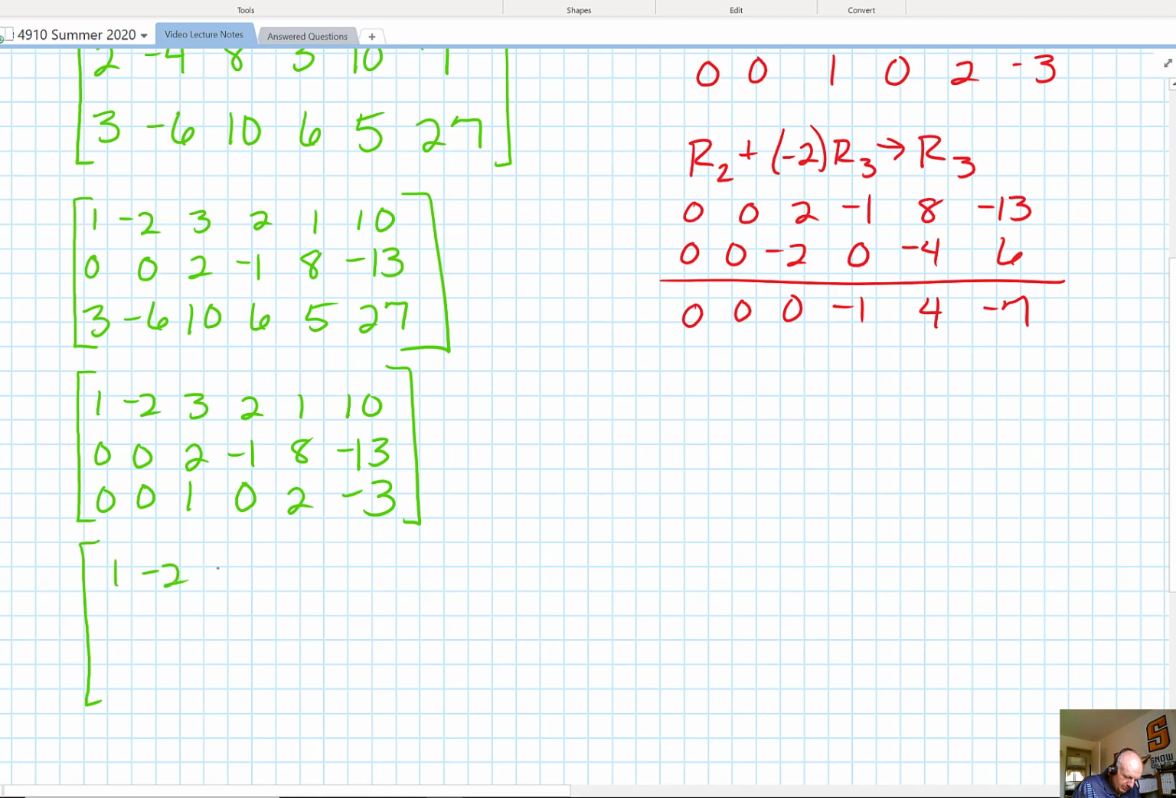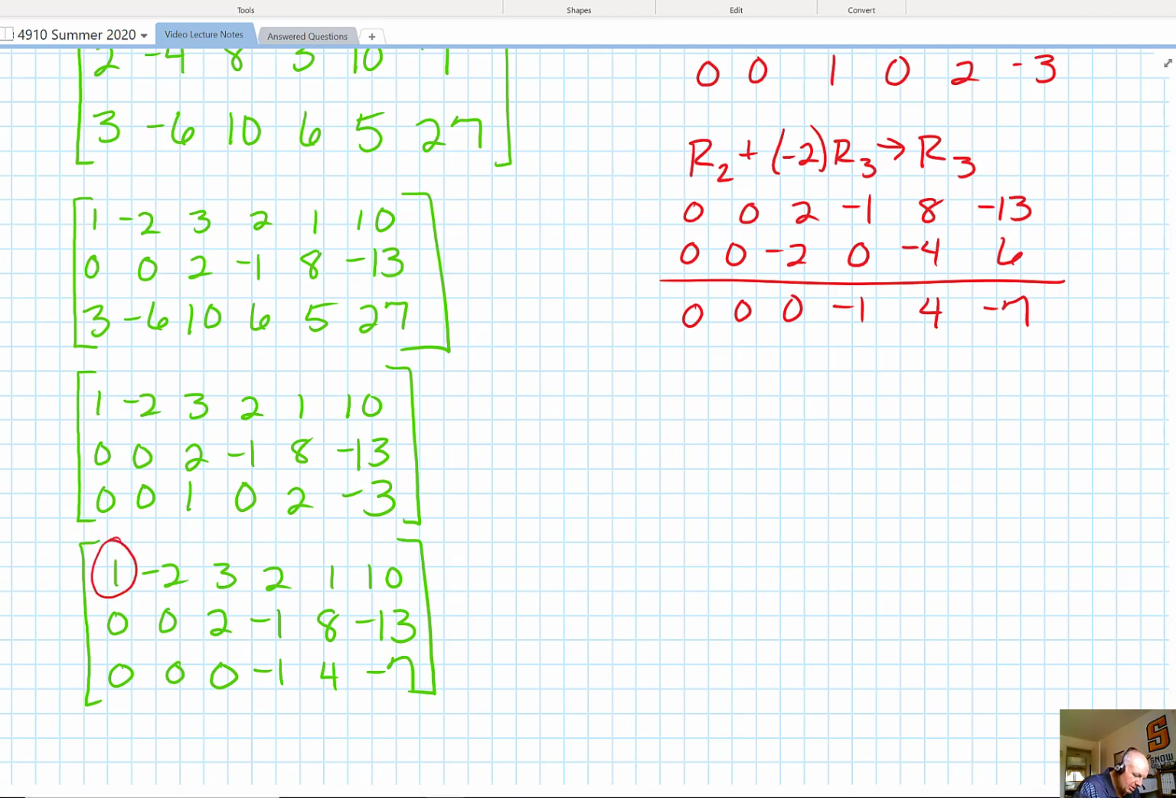So 1, -2, 3, 2, 1, 10. 0, 0, 2, -1, 8, -13. And then new row 3, 0, 0, 0, that's the 0 we wanted, -1, 4, and -7. So we've cleaned out the zeros from that leading element, and the zeros below that leading element. And so now we move down and we find the next non-zero, and there it is. And of course there's nothing below it to clean out.